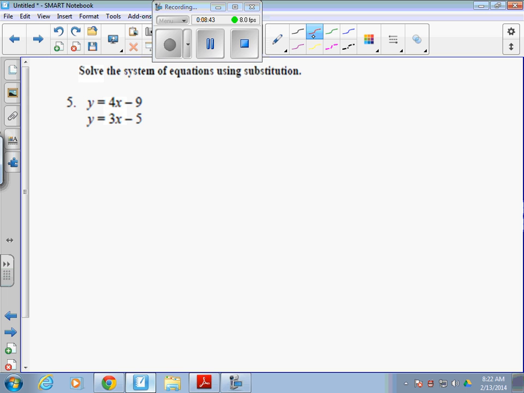Number 5, we're still using substitution. We'll go a little bit faster through this one since it works exactly like number 4. Y equals 4x minus 9. Y equals 3x minus 5. There's your value for y, so 4x minus 9 equals 3x minus 5. Put all your x's on the same side. 3 is smaller than 4, so subtract 3x on both sides. It leaves you with 1x over here.